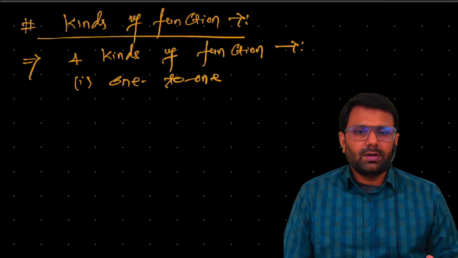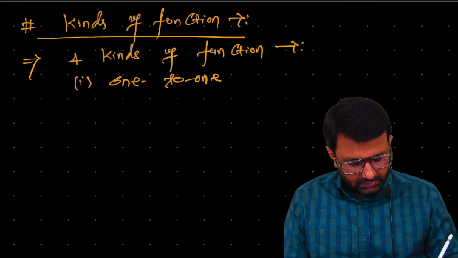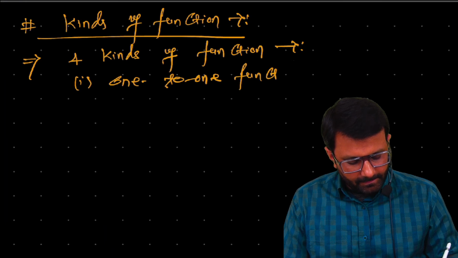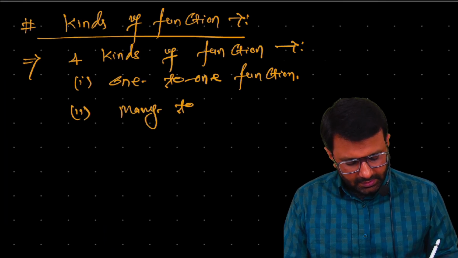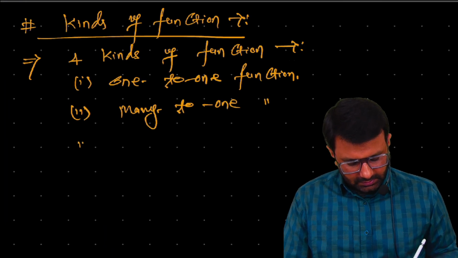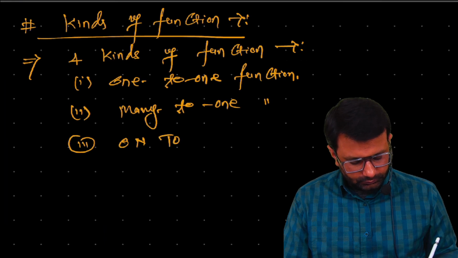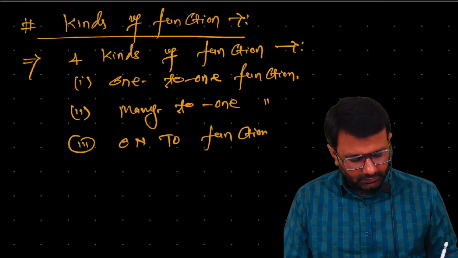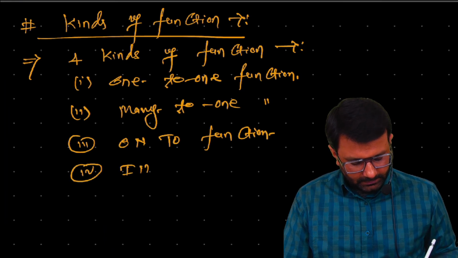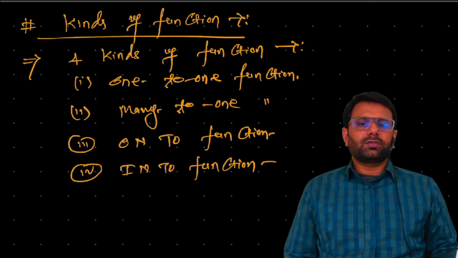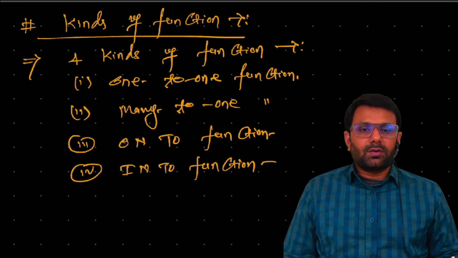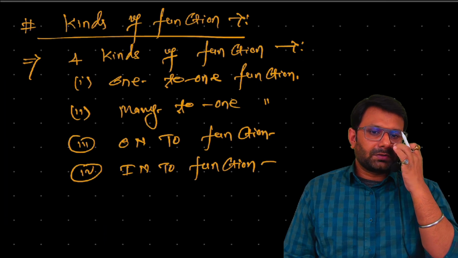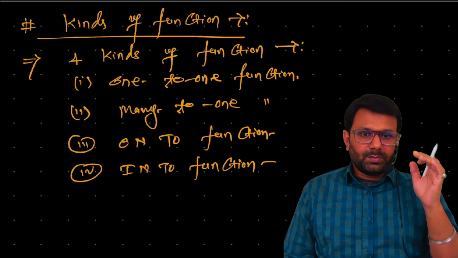After giving you the definitions of all these kinds of function: first is one to one function, second is many to one function, third is onto function, and fourth is into function. So there are mainly four kinds of function, and in the next video I will discuss the number of one to one functions, many to one functions, and onto functions. Clear? That question is very important.